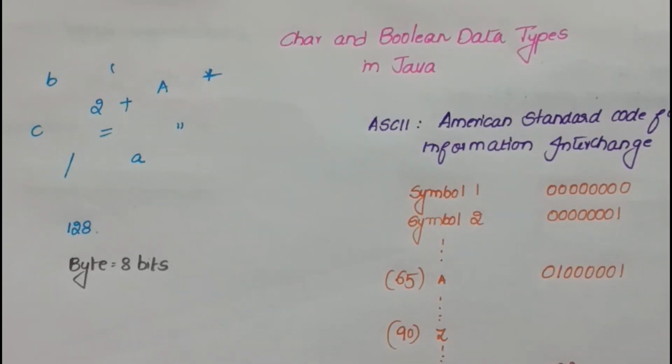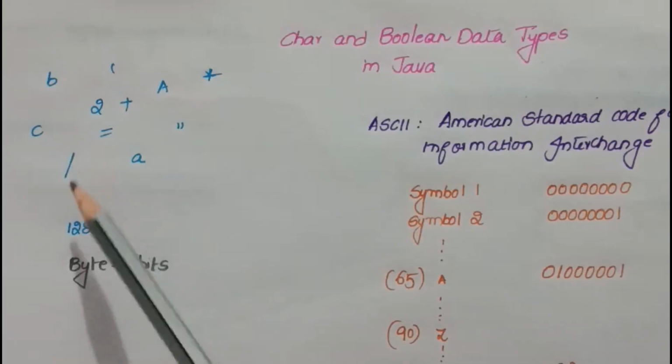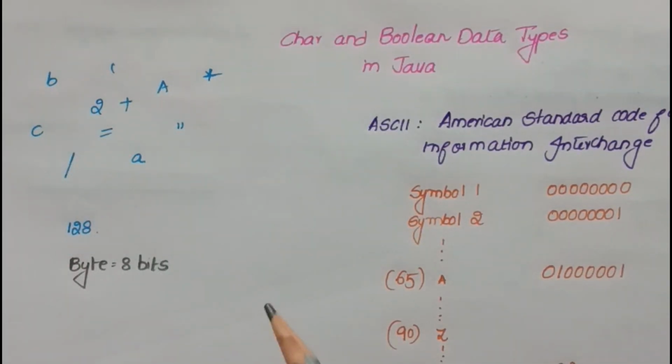Char అంటే ఒక సింగిల్ క్యారెక్టర్ అని అర్థం. Like B, C, forward slash, equals to, any symbol. Any symbol, a single symbol, will be treated as a character.